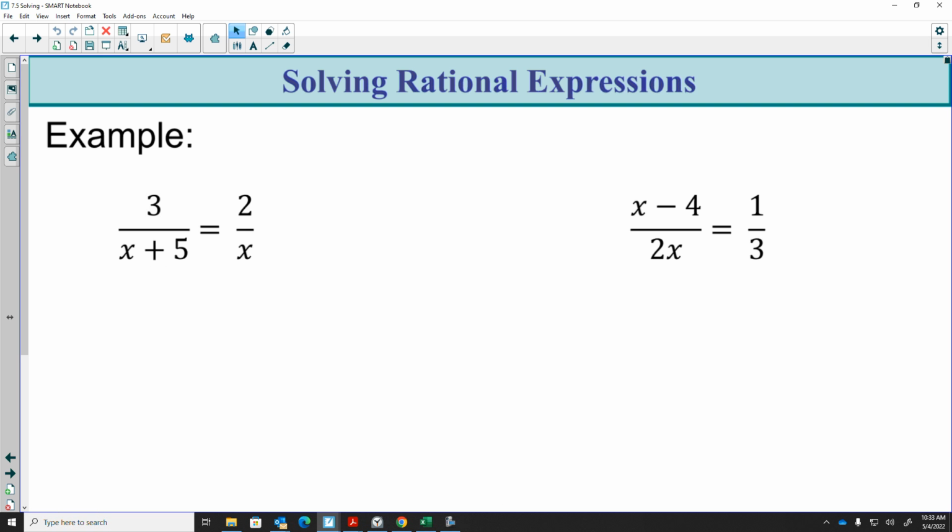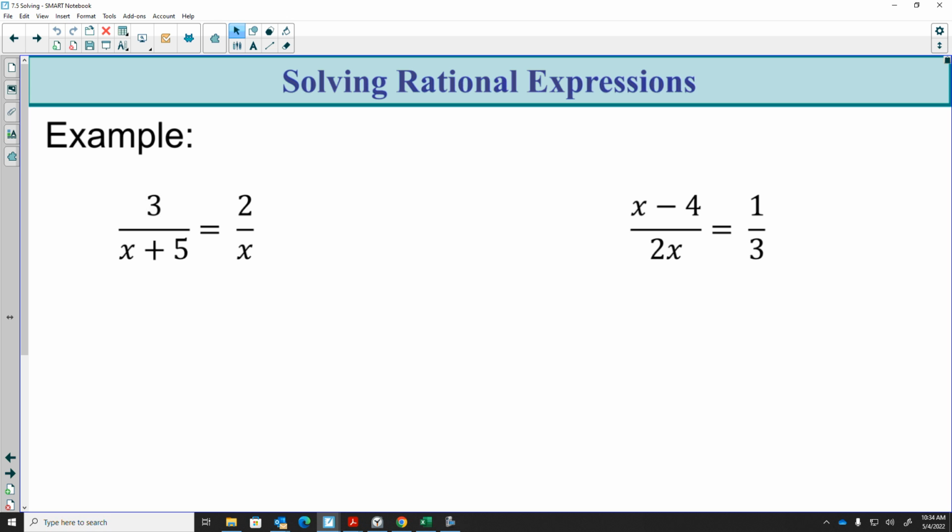Now there's 2 over this, 3 over this equals 2 over x. It's an equation now because there's an equal sign. So we want to solve it. We want to get x alone. All right.